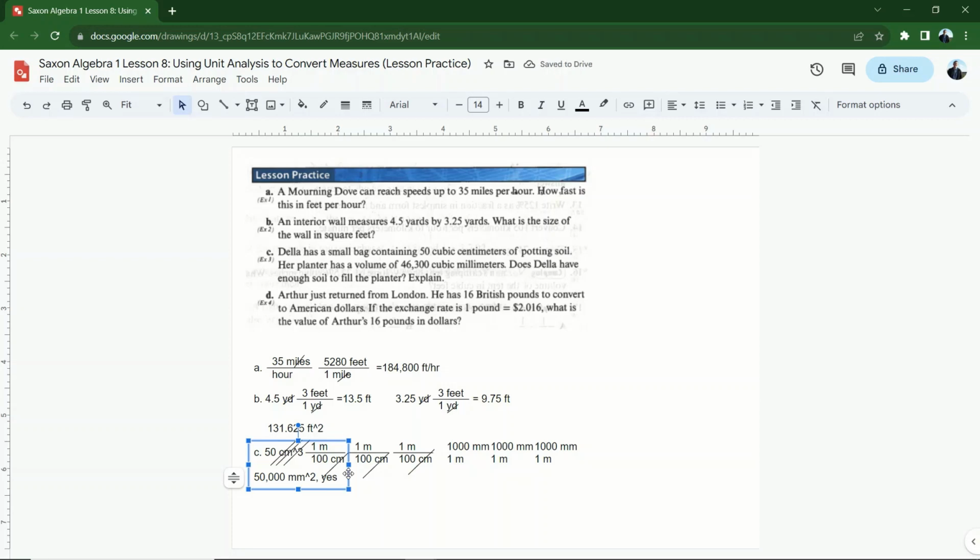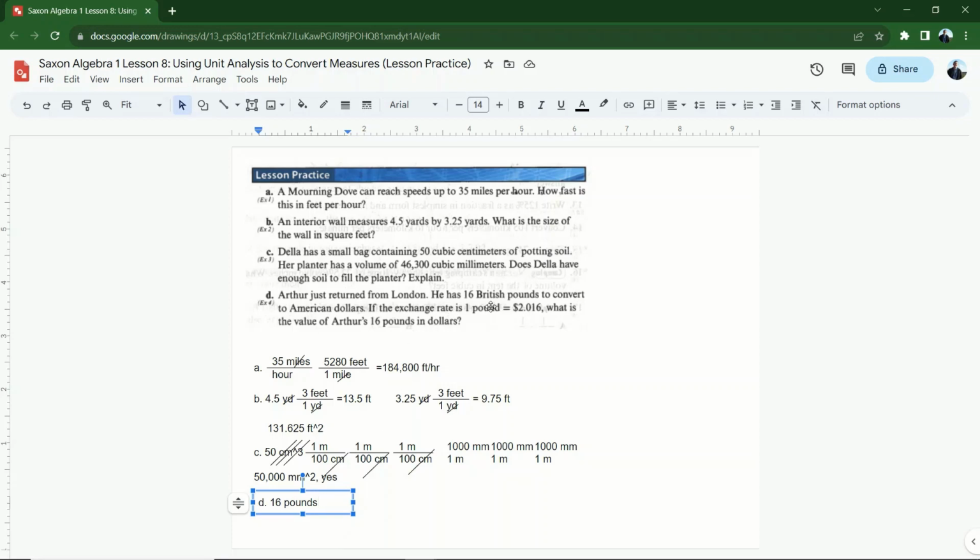And then lastly, oh man, this one doesn't even use distances. I wonder if I'm even going to be able to solve letter D. But it's still a conversion problem. Arthur just returned from London. He has 16 British pounds to convert to American dollars. If the exchange rate is 1 pound equals, let's see, it's almost $2, $2.016. What is the value of Arthur's 16 pounds?